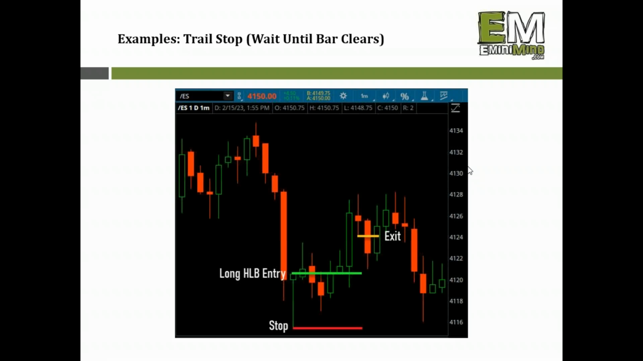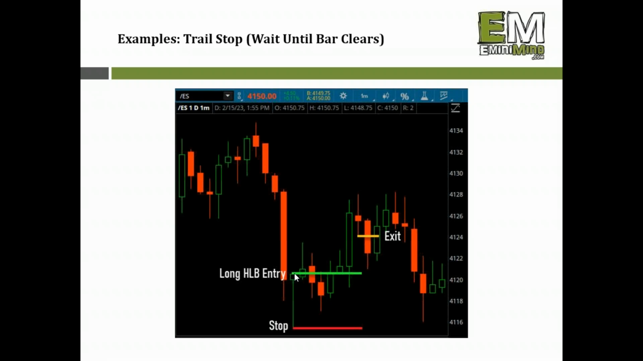And then, okay, so this one I wanted to touch on because one thing you can do, maybe not on the 1 minute bars, I don't do it as much, but the concept is wait to trail your stop until you get a bar that completely clears your entry price.